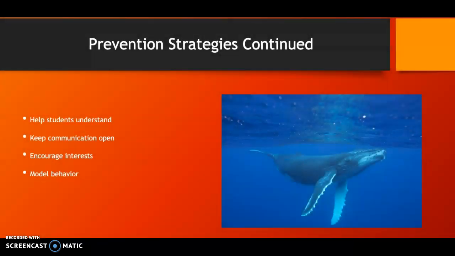There are other prevention strategies, such as helping students to understand the consequences of their actions as bullies, like helping them to understand the mental health issues that are caused. You can also keep communication open with students who are bullied to help them understand what they are going through and how to deal with it.